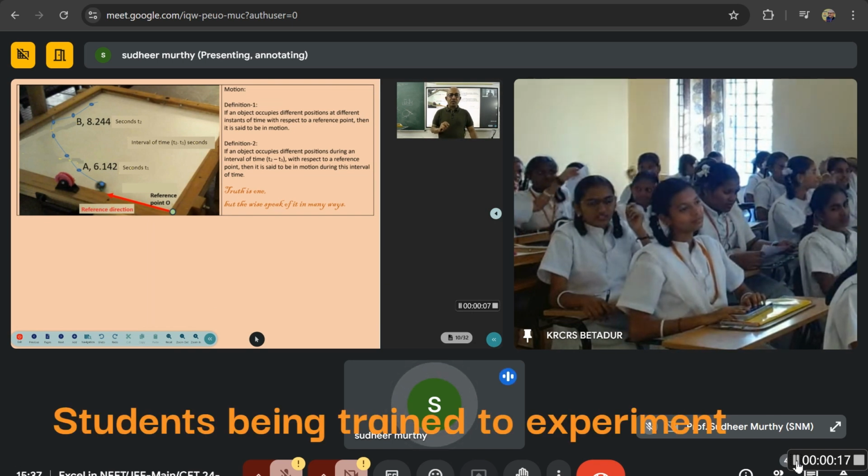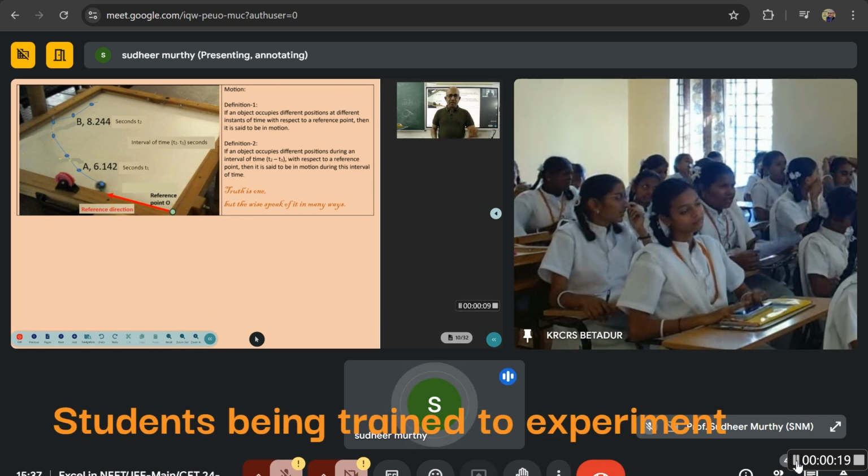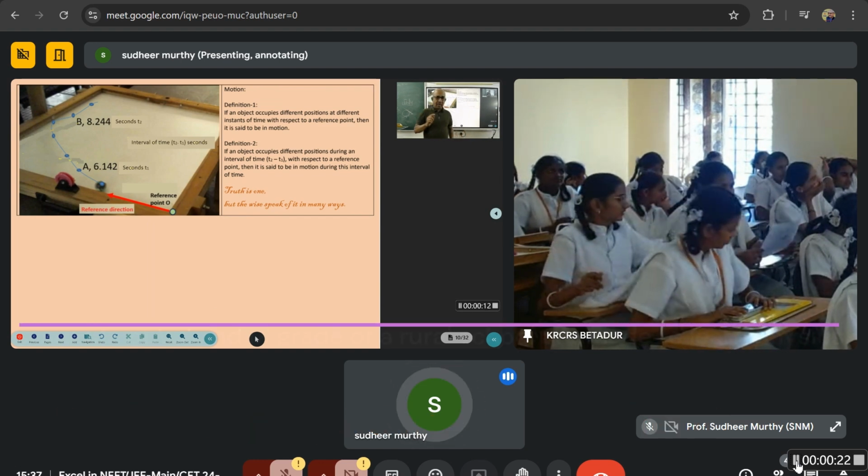I think all of you have got a sheet of paper and you have formed batches of 5 each.